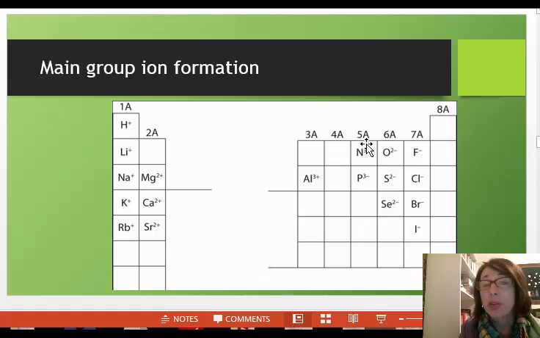The nonmetals in family 5A have a -3 charge, the nonmetals in family 6A have a -2 charge, and family 7A has a -1 charge. Notice that the noble gases, or family 8A, do not form ions because noble gases are already stable.